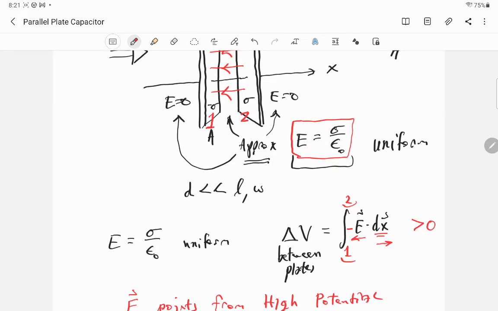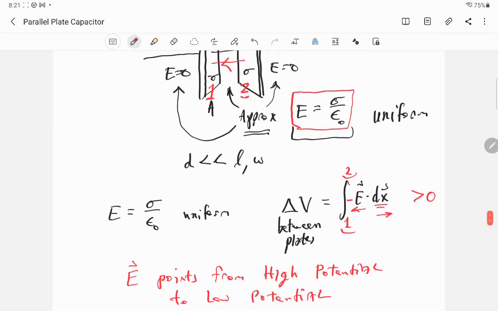positive in this case. That is, as I integrate up the potential difference, the potential at plate 2 is bigger than the potential at plate 1. So the potential at plate 2 is bigger than the potential at plate 1. And that potential difference is the difference between V2 and V1.